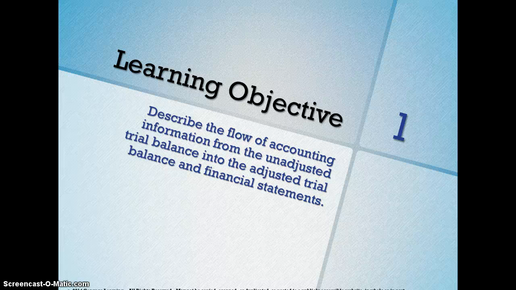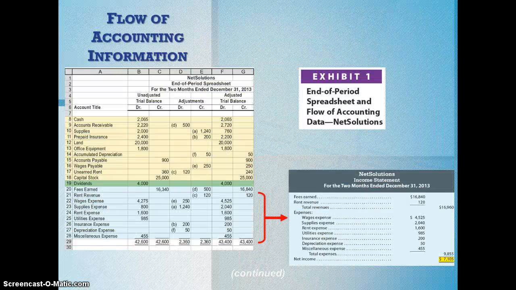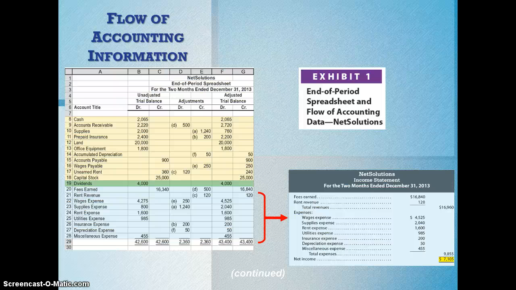Okay, so Exhibit 1 is actually going to show you the relationship between the end of period worksheet, which is discussed in the appendix to this chapter, and the financial statements. So this is what we're looking at with Objective 1. This is what we have finished so far in chapters 1 through 3, I'm sorry.